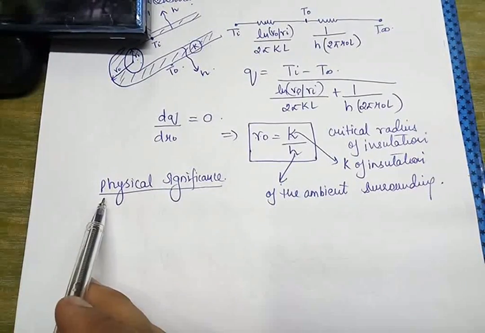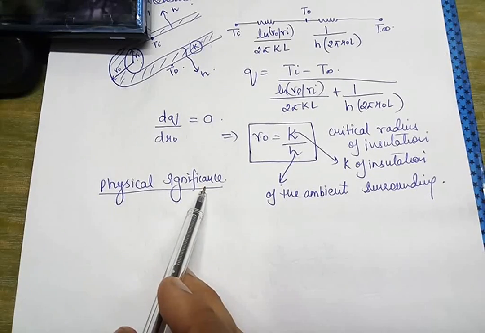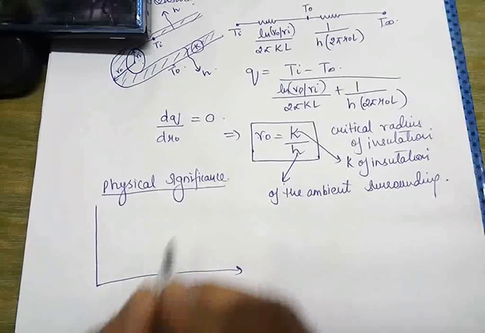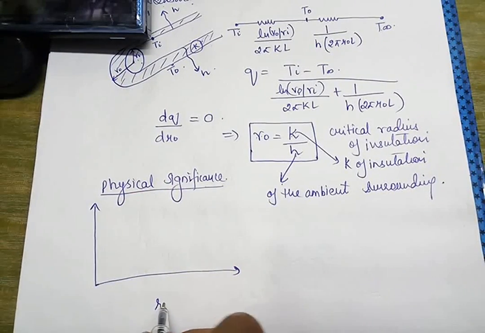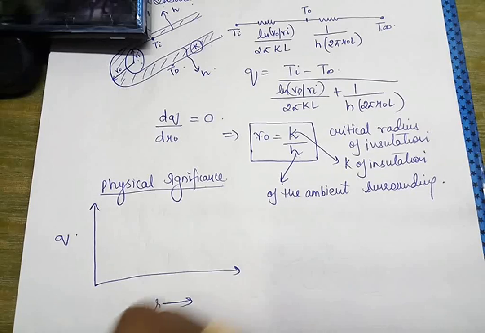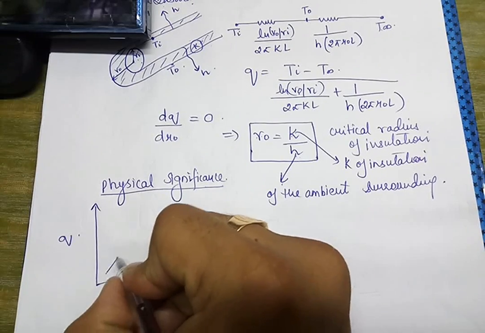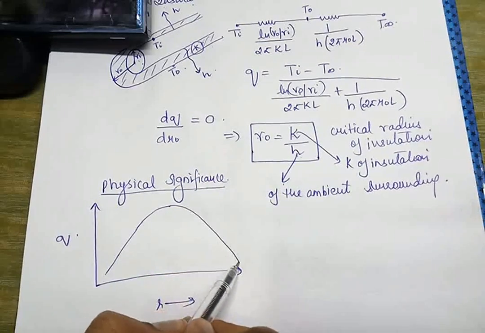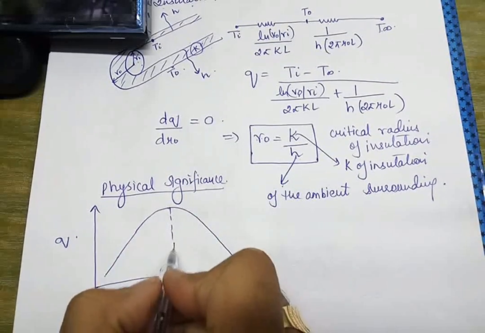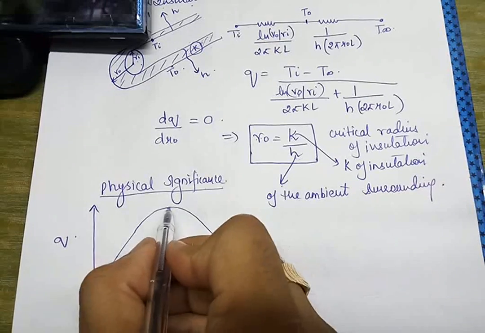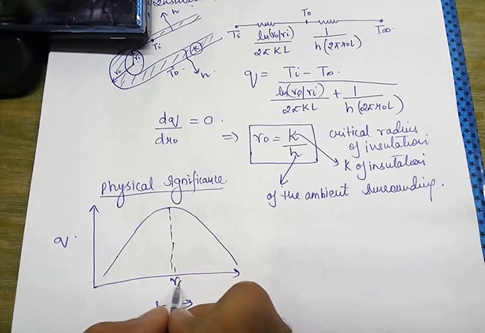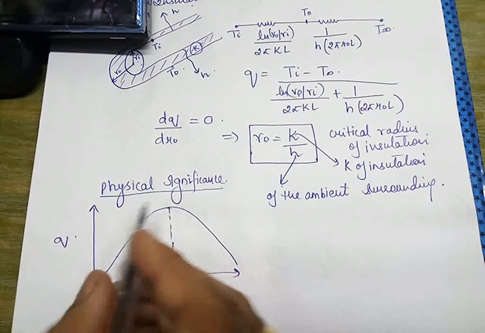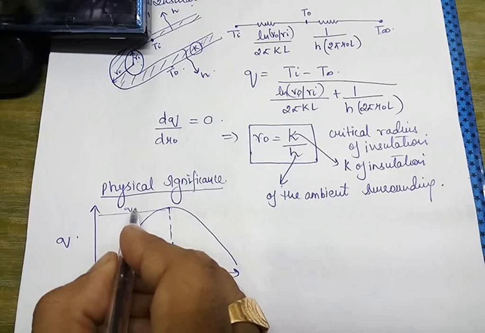Now let us talk about the actual physical significance of this critical radius of insulation. If I draw a graph between radius and heat transfer, what will we observe? We will observe that the heat transfer rate first increases, reaches a maxima and then decreases. This point where it becomes maximum is R naught, that is, at the critical radius of insulation the heat transfer is maximized, that is Q is maximum.